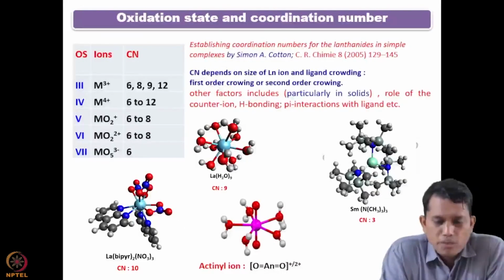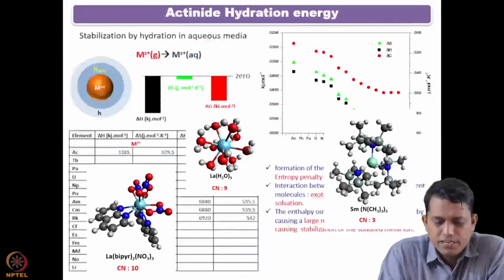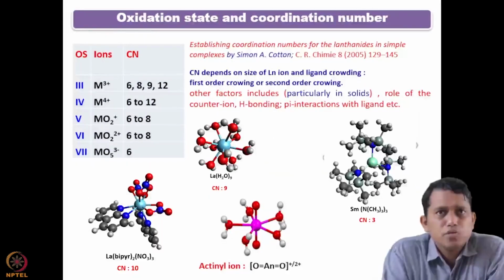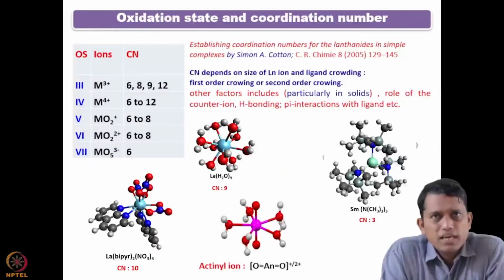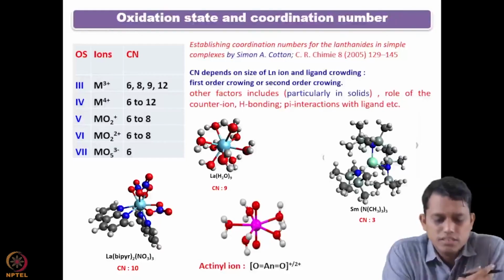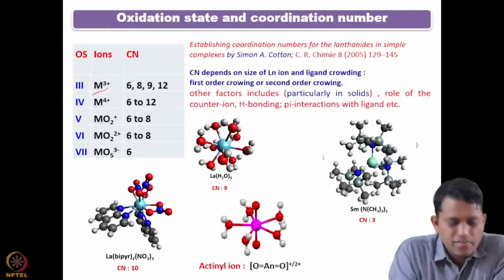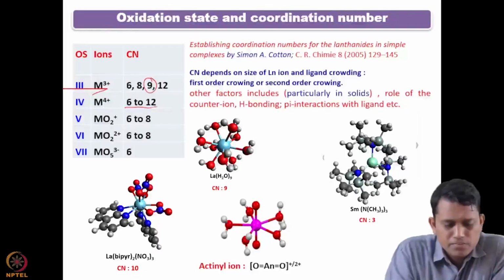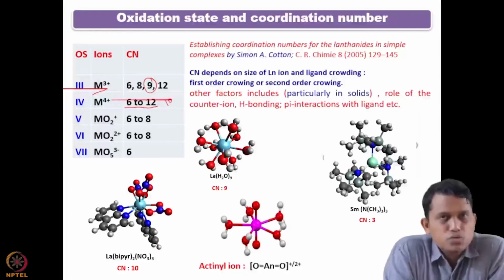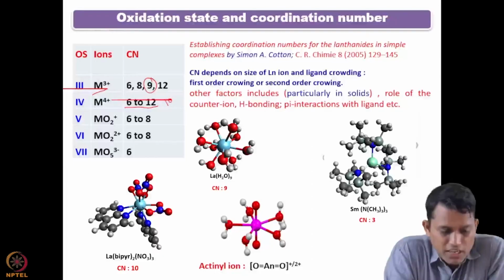Once you add water into the medium, the water will be in the primary coordination sphere. So the question arises: what is the coordination number of a given oxidation state? In general, the trivalent prefers 9, the tetravalent prefers between 6 and 12, but generally 10. The pentavalent, as I have shown you, is not a spherical ion but a linear ion, so it has a very different coordination number, from 6 to 8.